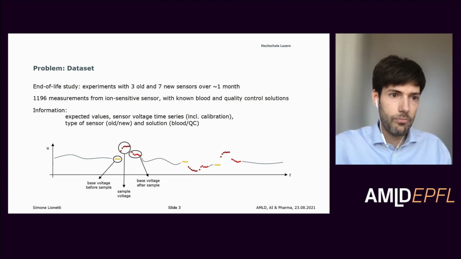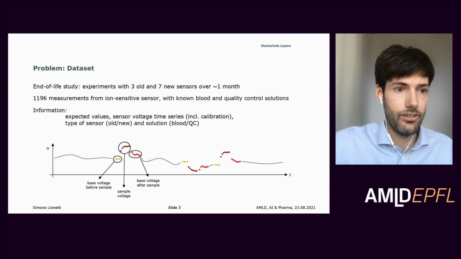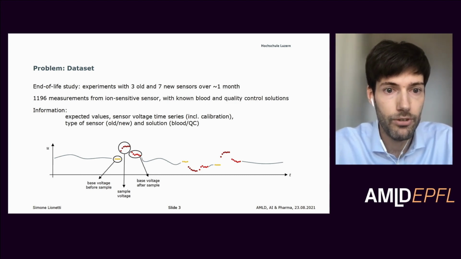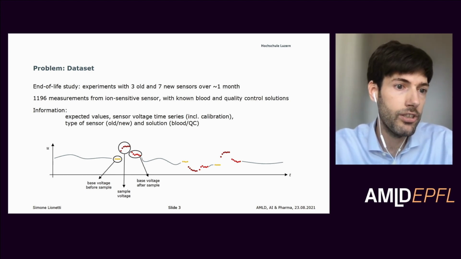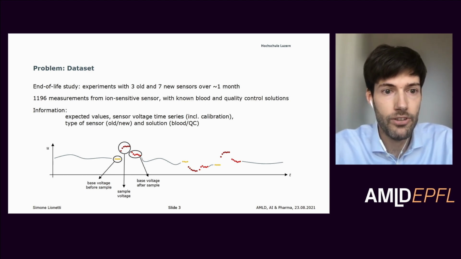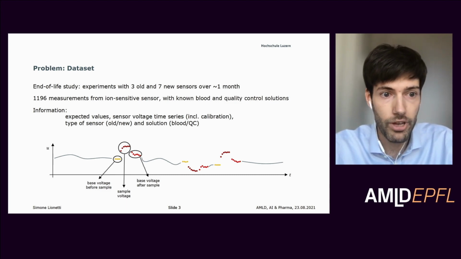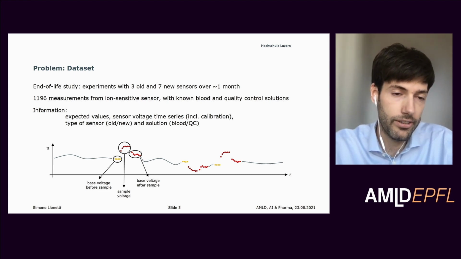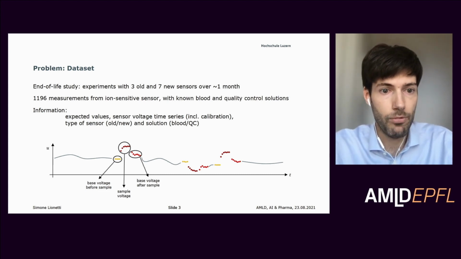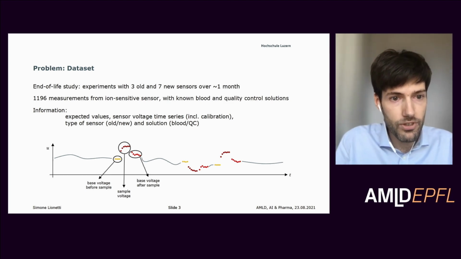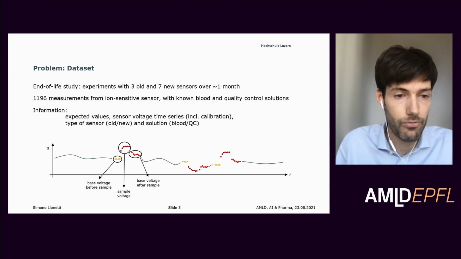So me and my colleagues received a data set from an end-of-life sensor study, which contains experiments with 3 old and 7 new sensors over a time range of 1 month. These are roughly 1,200 measurements from an ion-sensitive sensor, both with known blood and quality control solutions. For each measurement, we have the following information. We have the expected target values for the concentration. We have the type of sensor, whether it was old or new, and the type of solution, whether this was blood or a quality control solution. And then, most importantly, we have a time series of the sensor voltage, which includes calibration information.